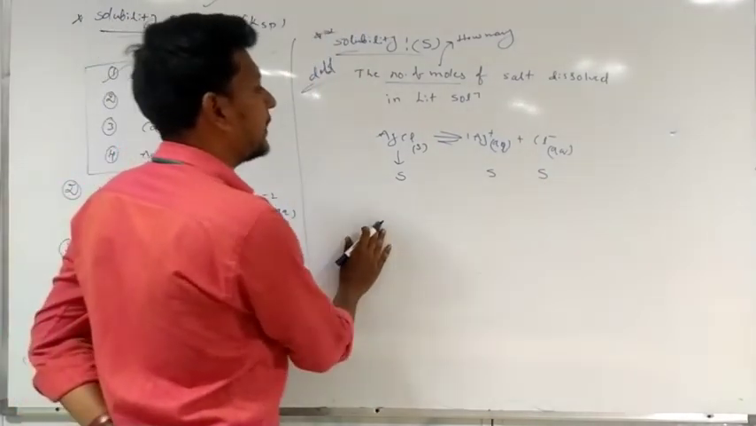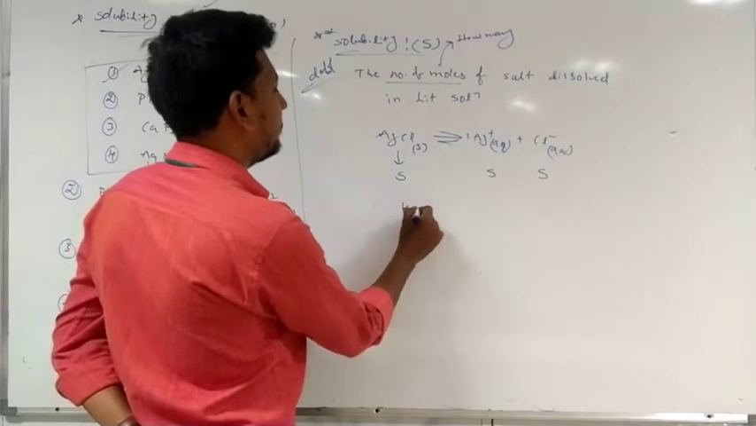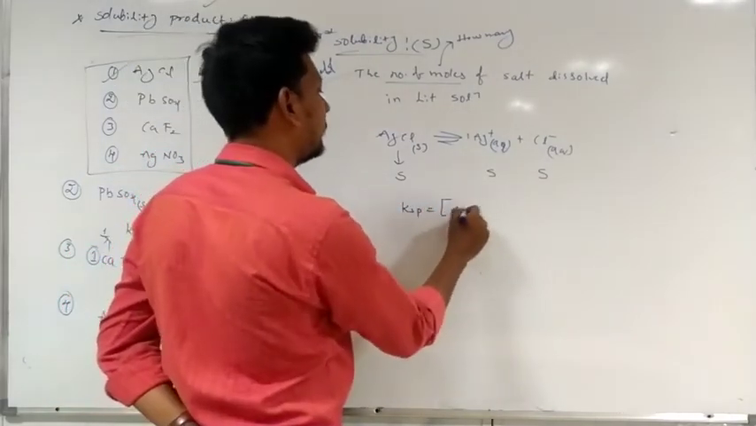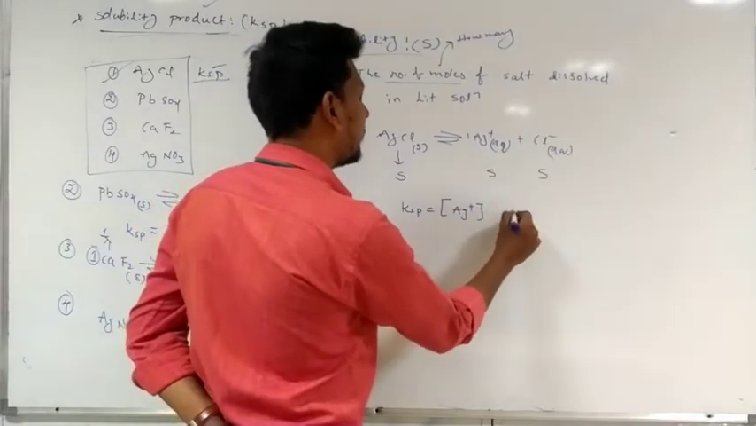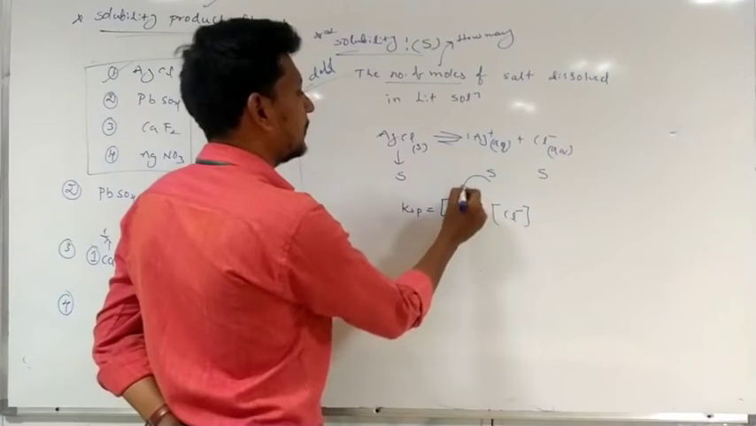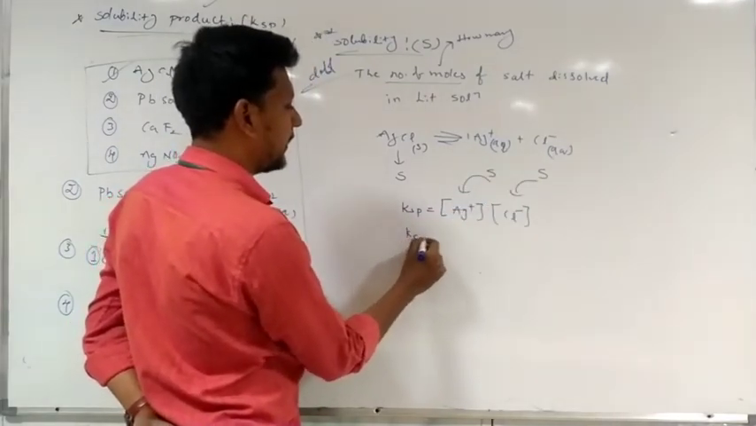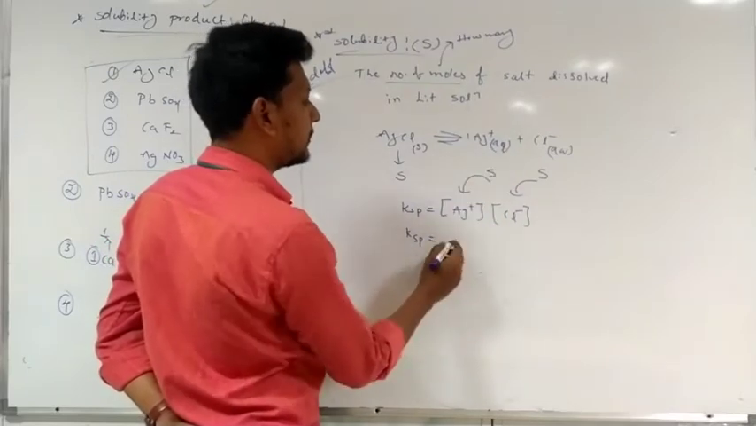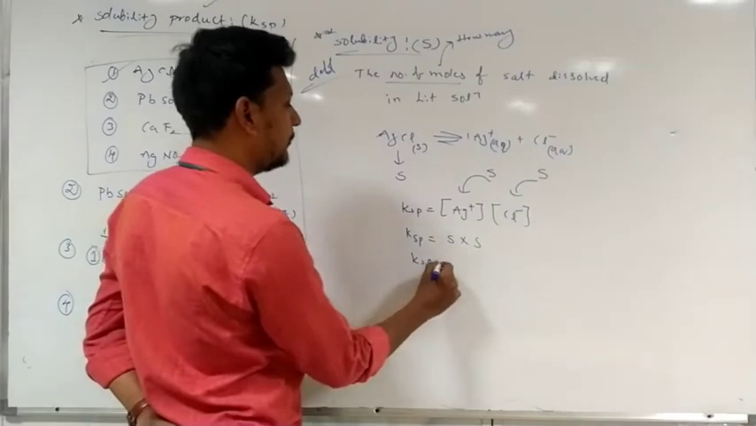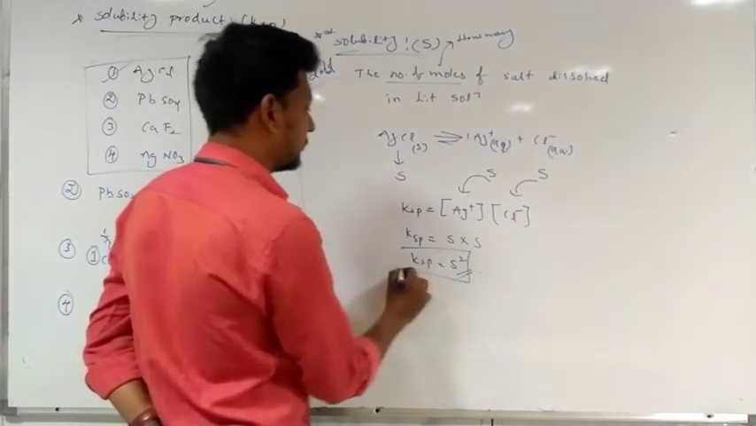For this I am writing the Ksp. Ksp is equal to the concentration of Ag plus times the concentration of Cl minus. Substituting, Ksp is equal to S times S, so Ksp for this equation is S square.